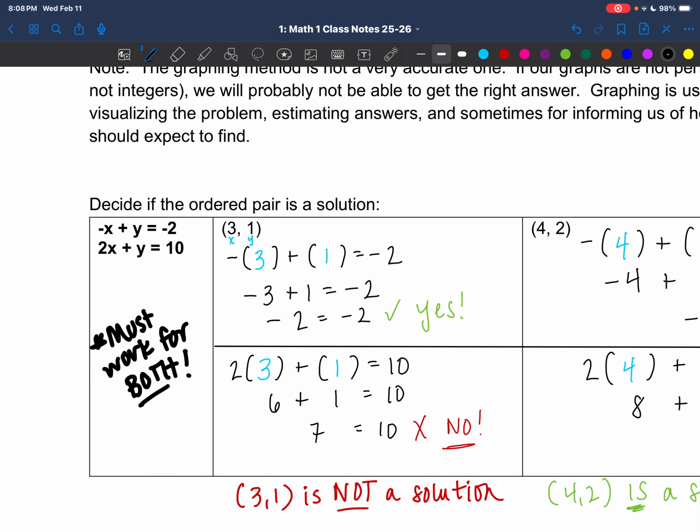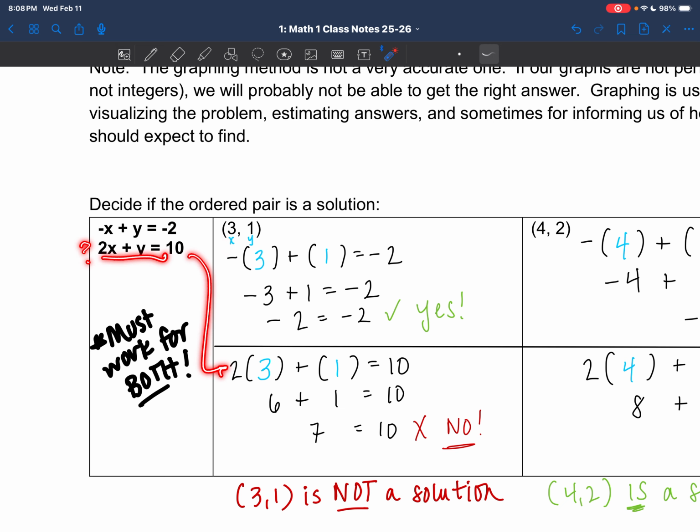Okay, so what I did here, just like I said, is I took 3 and substituted it in. Notice this negative is outside, so that's why we had the parentheses here. I'm taking 1 and substituting in here. Now I've got -3 plus 1. Does -3 plus 1 equal -2? Well, yes, it does. So far, so good. But now we need to check this equation. It works for this one, now we need to check, does it work for this one?